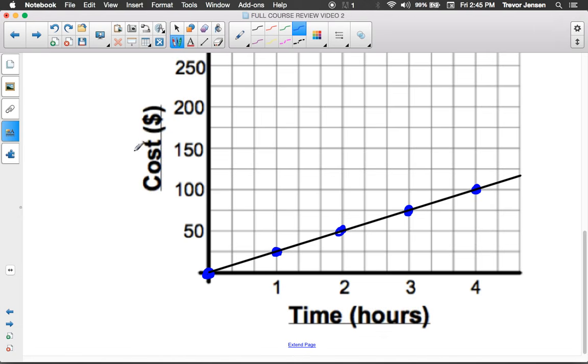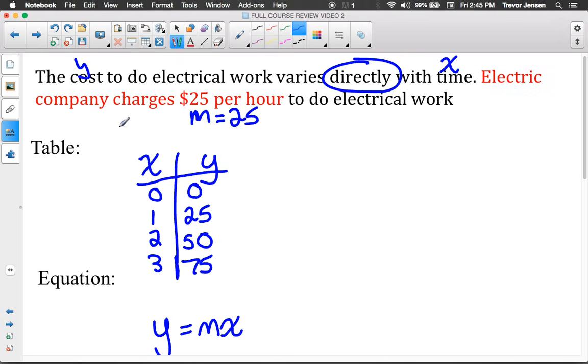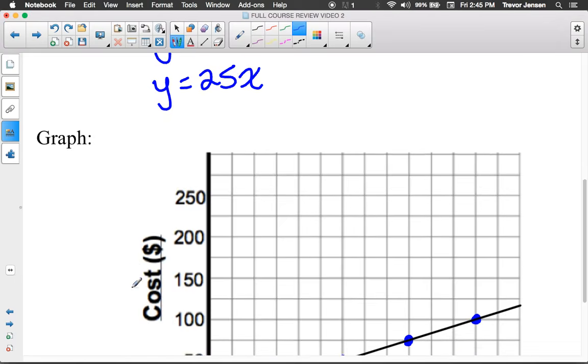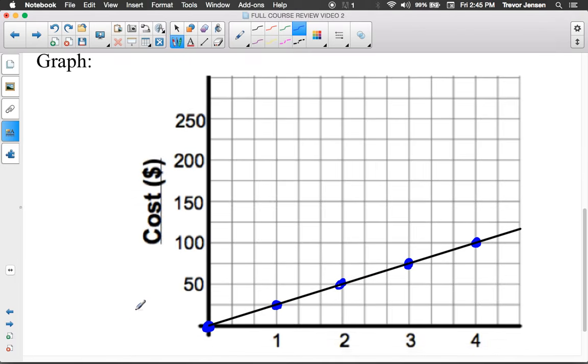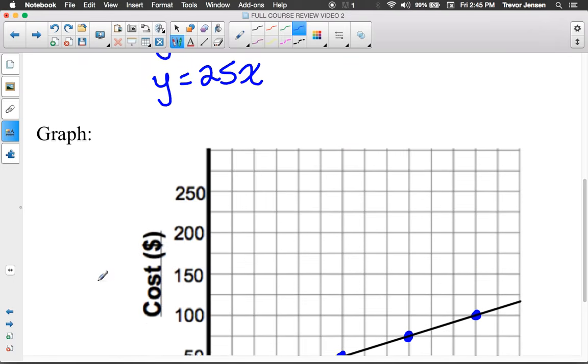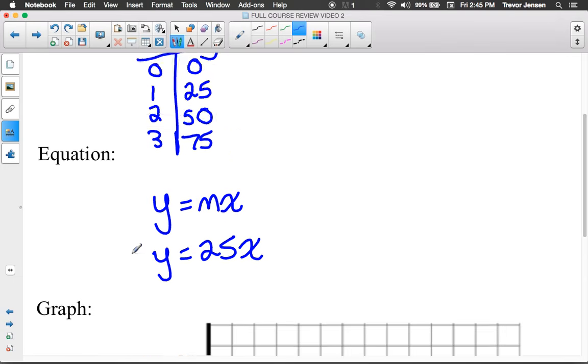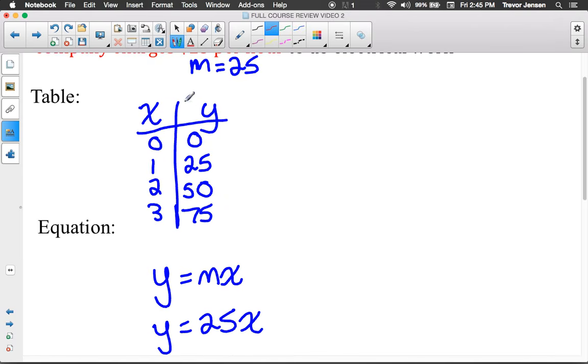So we could represent the relationship between cost and time in 3 different ways here. In a graph, using an equation, or in a table of values. All 3 of those ways show the relationship between cost and time for this electric company. And notice this is a direct variation because it starts at 0, 0 and goes up by a constant amount each time. That makes it a direct variation. Also, we have a plus 0 here that also shows us it's a direct variation. And from a table, we know it's a direct variation because the initial value is 0, 0.